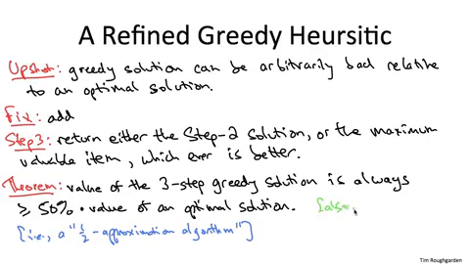In the next video, we'll provide a proof of this theorem, and as we'll see, under some additional assumptions about the type of instance, the performance guarantee will in fact be much, much better than 50%.